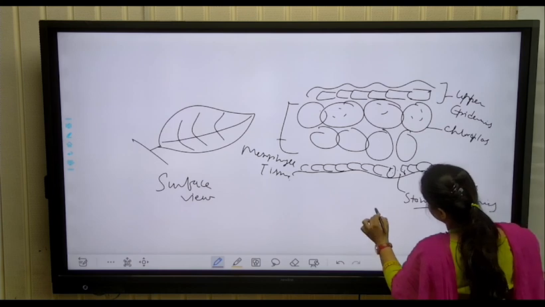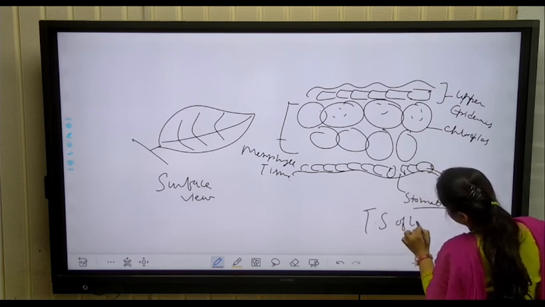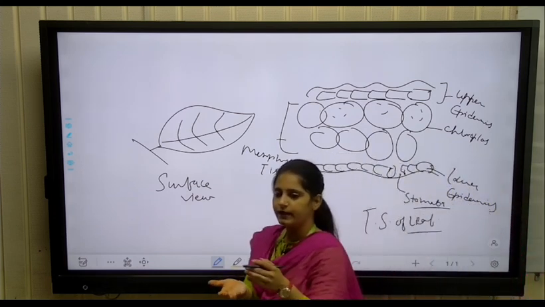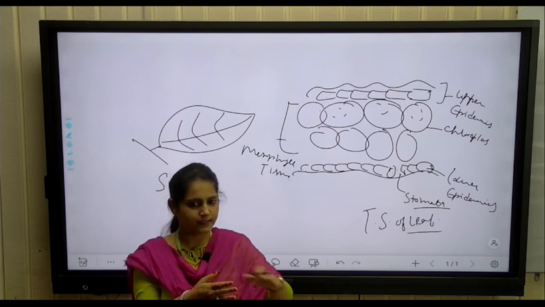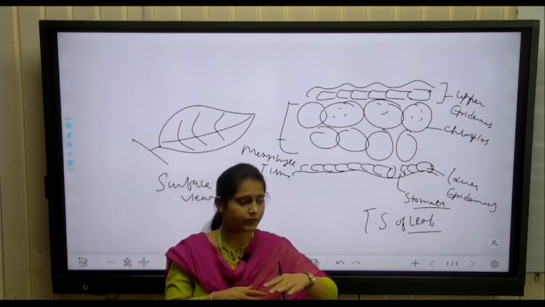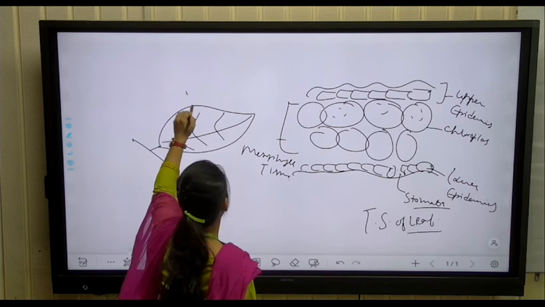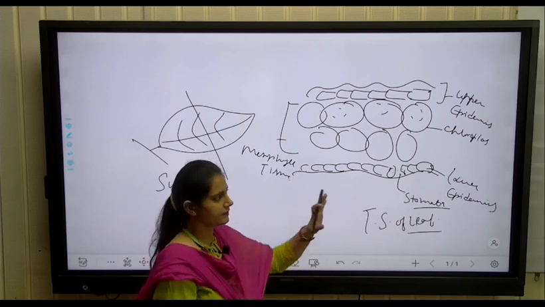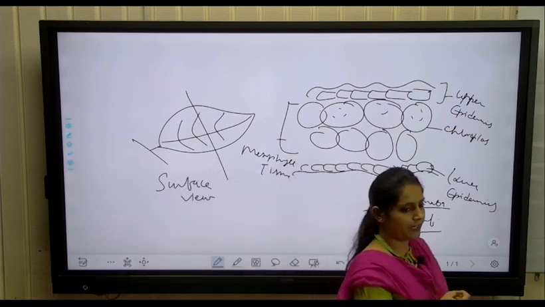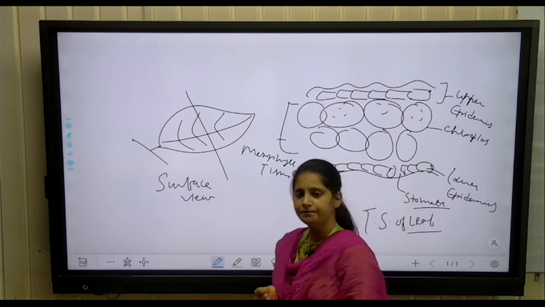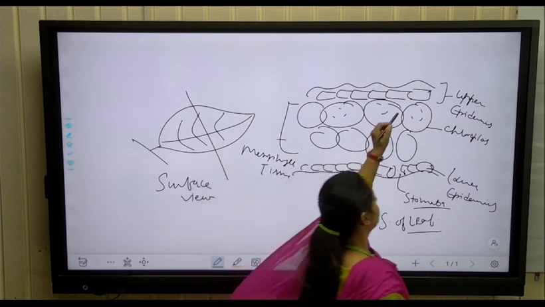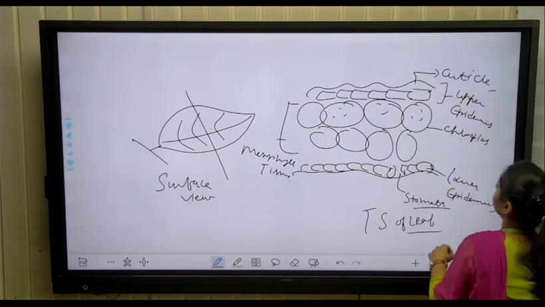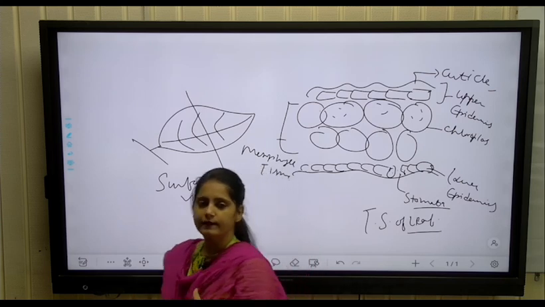So when we discuss the general TS of any leaf section, TS means transverse section. When we take a leaf and cut it through the middle section, we call it a TS section. When we look at it under the microscope, it looks like this. It is divided into three parts: upper epidermis, mesophyll tissue and lower epidermis, and above that there is a layer known as cuticle. This is present mainly in plants, and it provides protection to the leaf, to the epidermis.